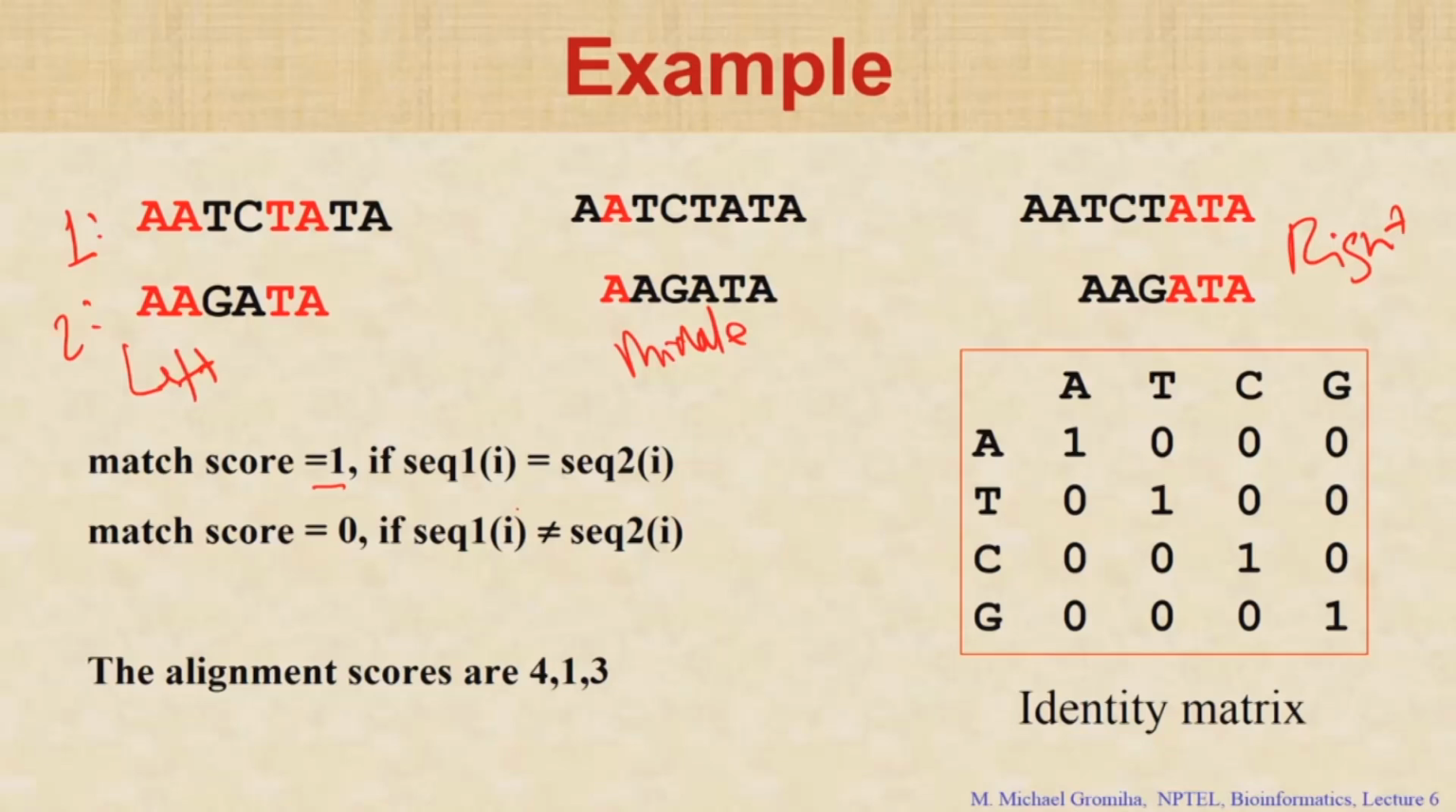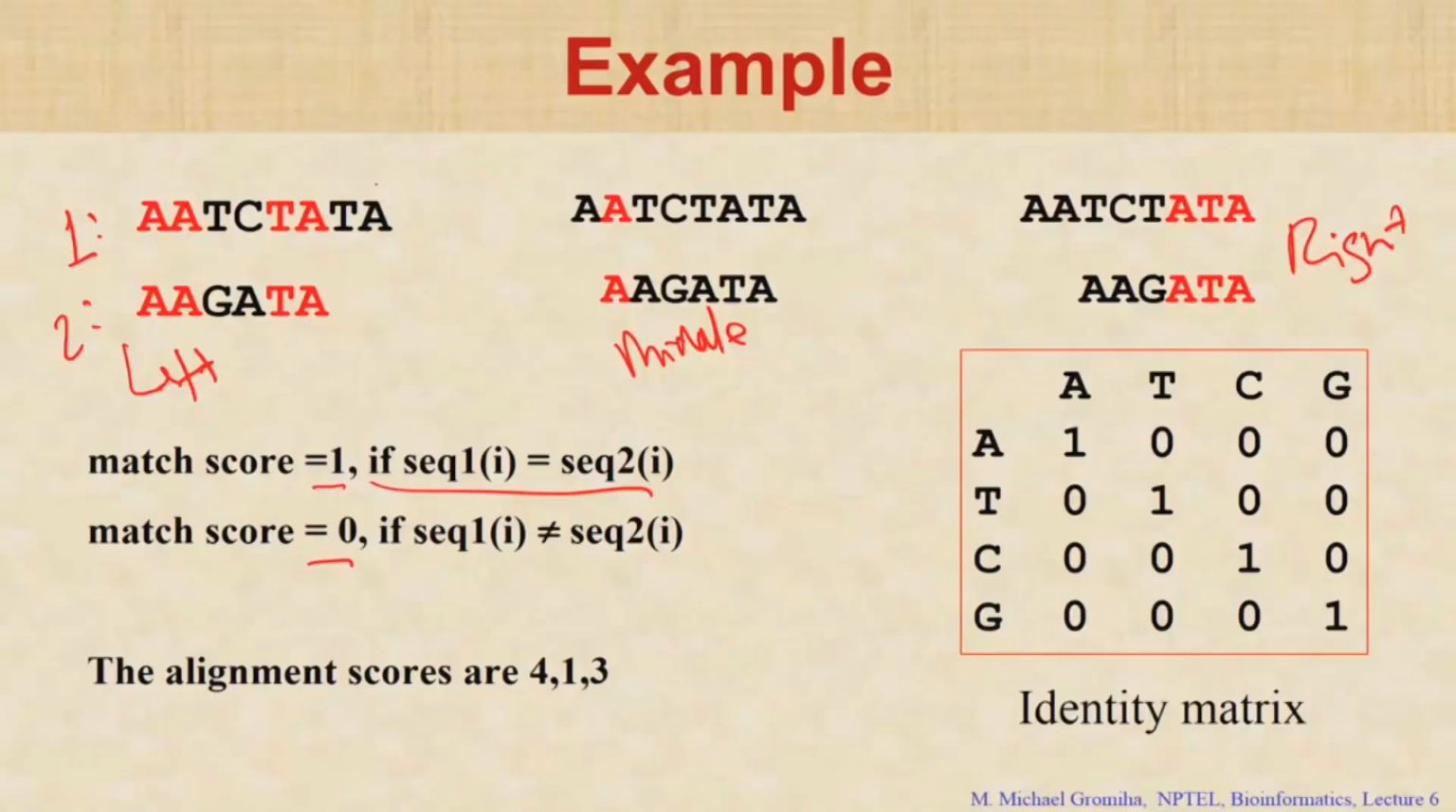So, we use some scores. For example, if sequence 1 and sequence 2 have the same residues, then we give match score 1. We put the score 0 if they do not match, if there is any change. If the residues are the same, we give score 1; if the residues are different, we give score 0.